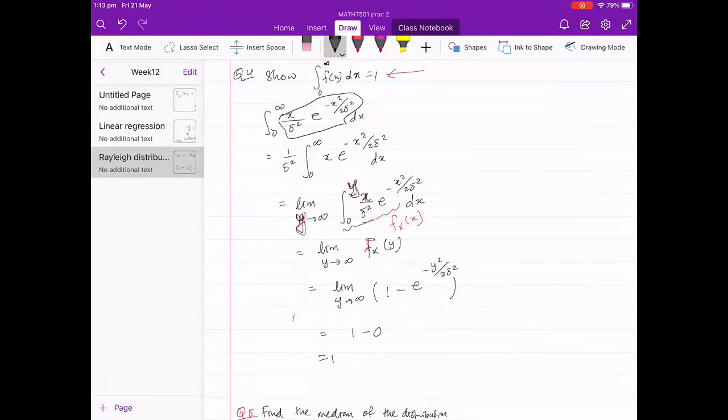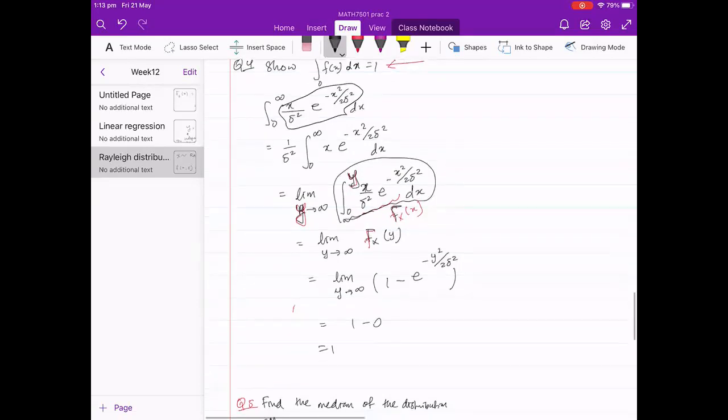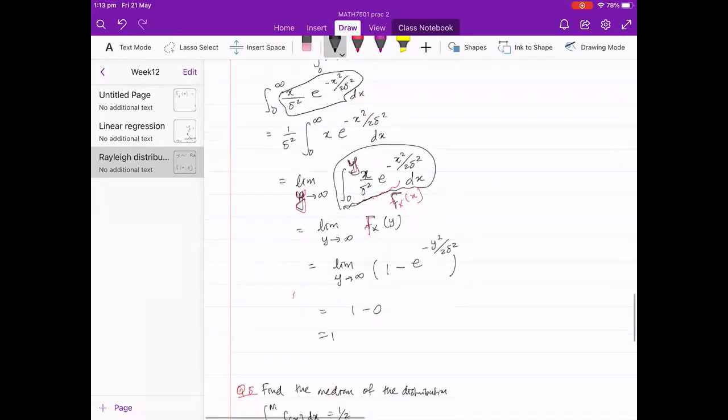Noticing that this integral is the CDF, which we already computed, that is 1 minus e to the power minus y squared divided by 2 sigma squared. And as we take the limit as y tends to infinity, we get 1 minus 0, which is 1. So that shows that it is a probability distribution, a proper PDF.